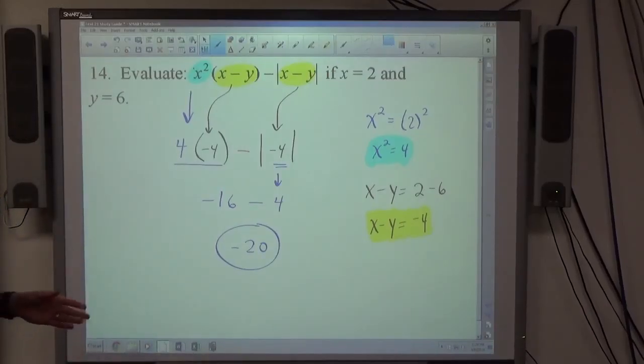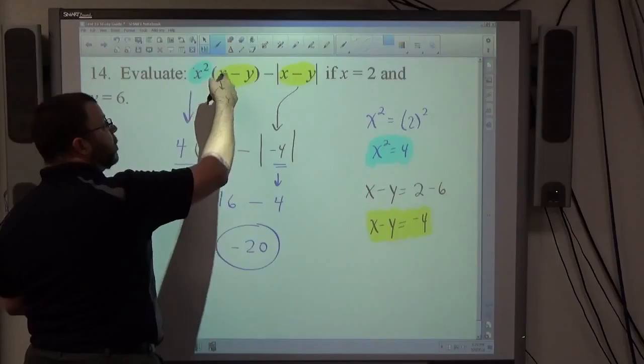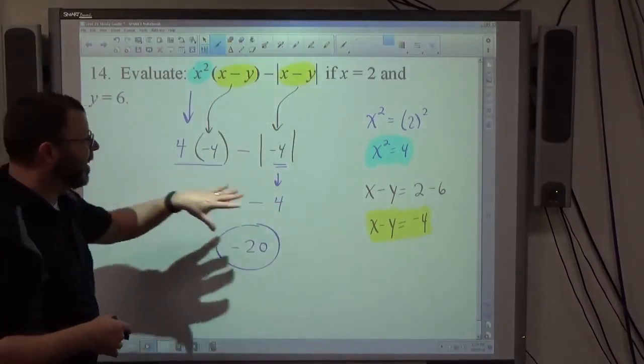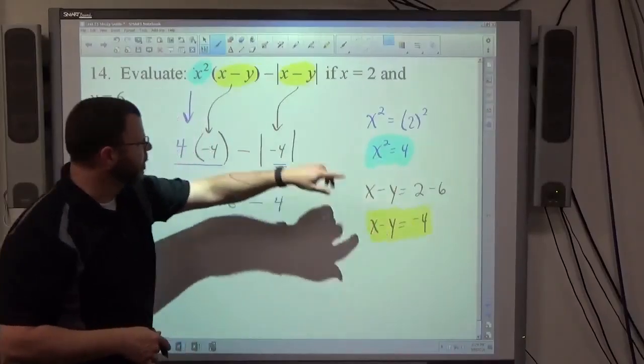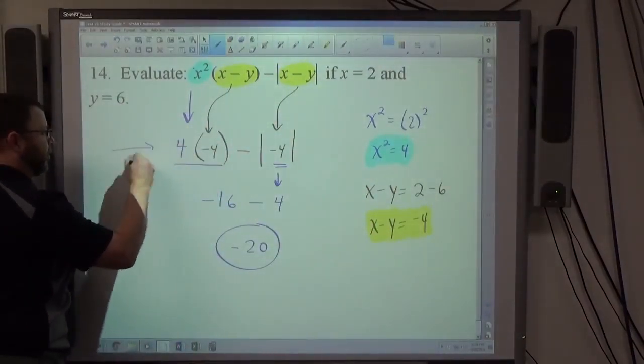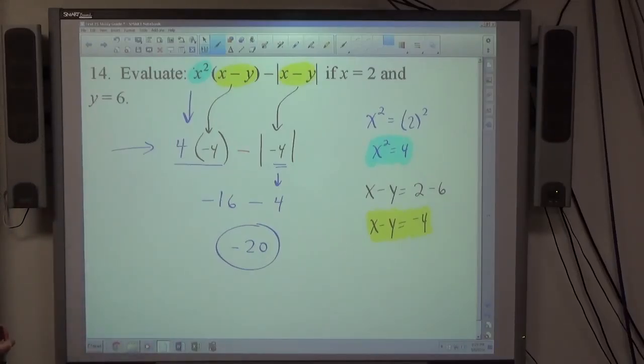If you wanted to just substitute each number in, 2 squared times 2 minus 6 minus the absolute value, 2 minus 6 to work it out, that's fine. I find it a lot easier to figure out these two pieces, put those final pieces in, just get yourself to a really basic expression there. It's a lot easier to evaluate.